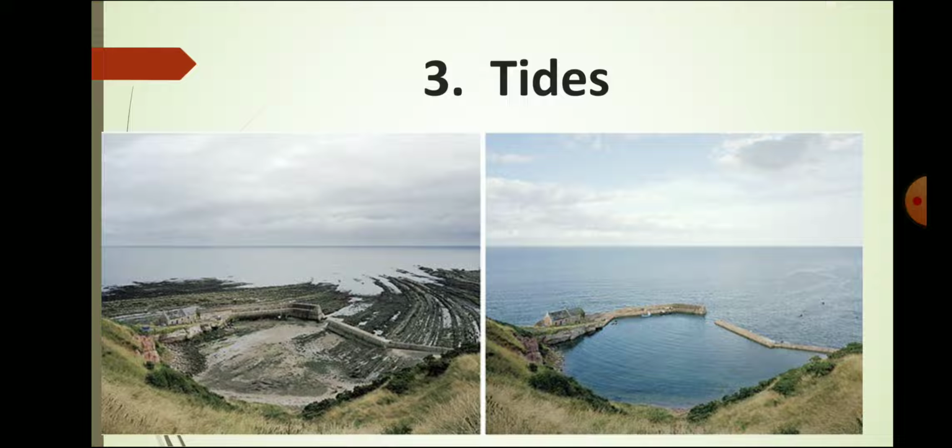Here, in the left side picture, the water level is low for a period of time, and after some time that same place is covered with water. When the water level is decreased or reduced for a period of time, it is called low tide, and when the place is covered with water for a period of time, it is called high tide.